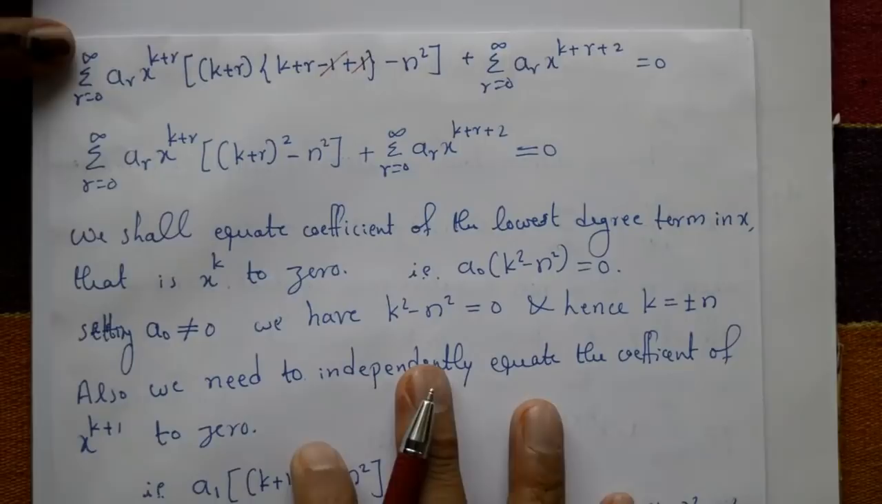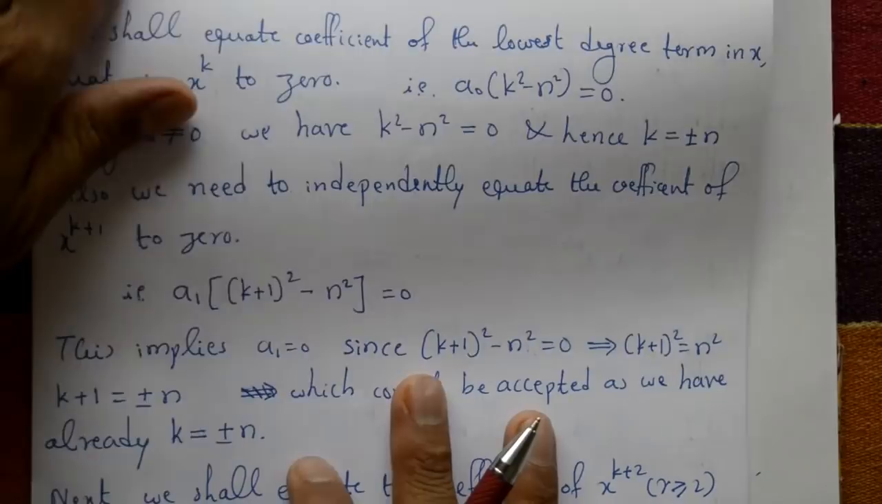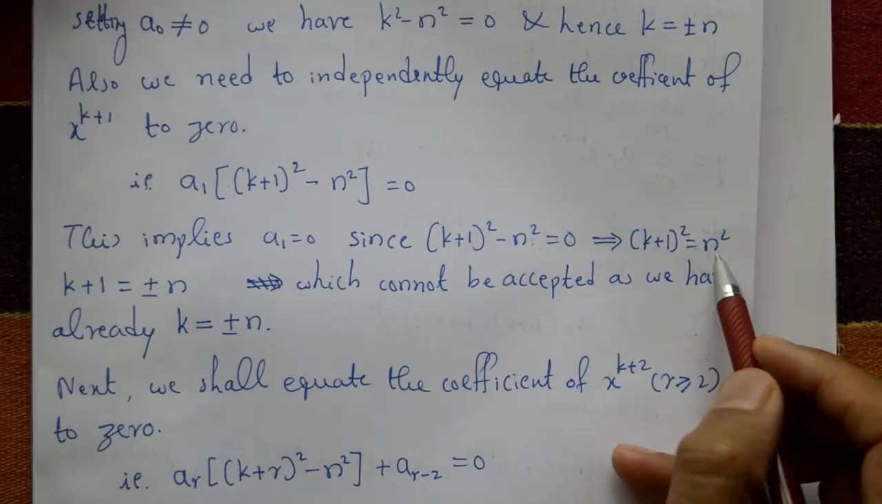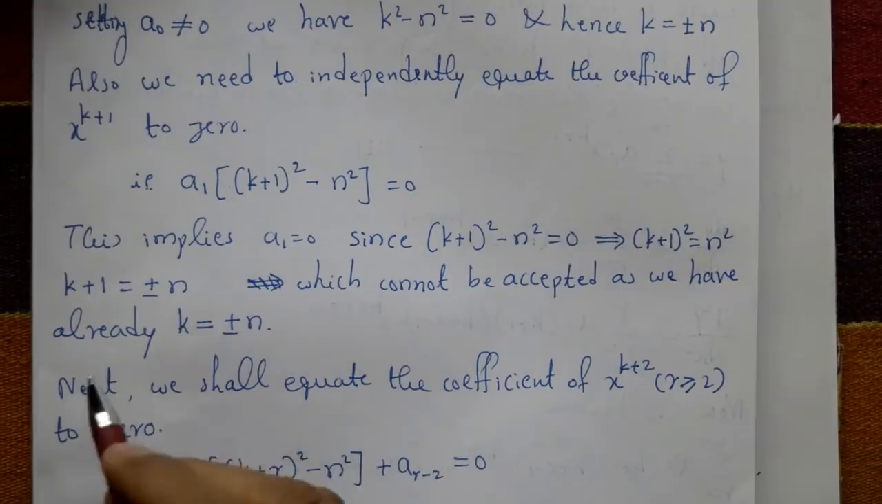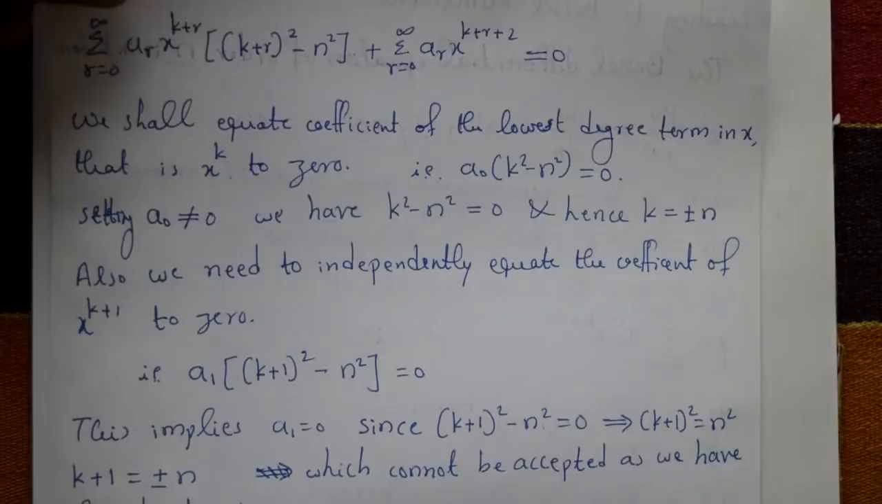Now take r is equal to 1. This is a1. With r is equal to 1, we get k plus 1 whole square minus n square equal to 0. This implies a1 equal to 0, since k plus 1 whole square minus n square equal to 0, or k plus 1 whole square is equal to n square. Taking the square root, k plus 1 is equal to plus or minus n, which cannot be expected, as we have already k is equal to plus or minus n.